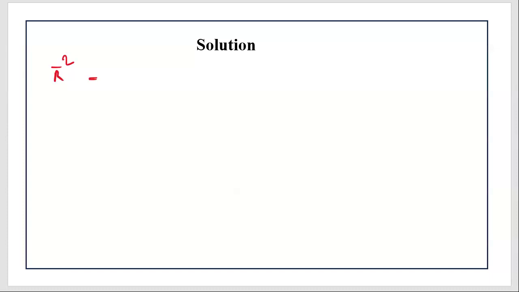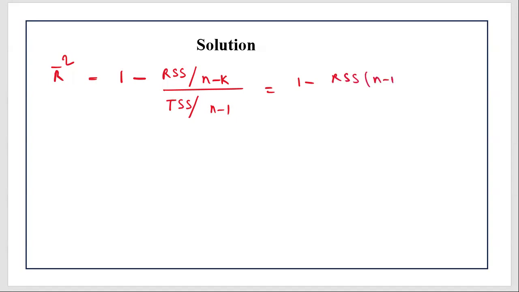What was the formula for adjusted R square? It was simply 1 minus RSS upon the degrees of freedom of RSS. What is the degrees of freedom of RSS? It is simply n minus k. K is the number of parameters that are present in your model, including the intercept. And in the denominator, you have TSS upon the degrees of freedom. What is the degrees of freedom of TSS? Which is simply n minus 1, right? So this was the formula. You can rearrange it a little bit, so you will get RSS into n minus 1 and TSS into n minus k. So basically you are taking this on the numerator and this in the denominator, right?